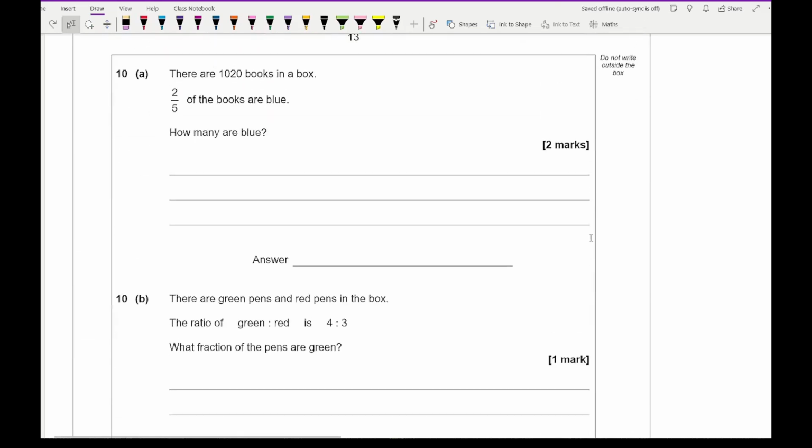Moving on to question 10a, it says there are 1,020 books in a box. 2/5 of the books are blue. How many are blue? So for this, what we need to do is just work out 2/5 of 1020. Of means times. So all I need to do is type that into my calculator. So 2/5 times 1020, which gives me an answer of 408.